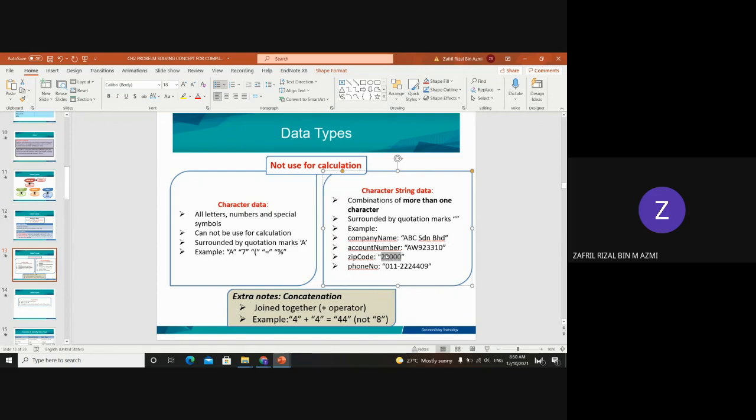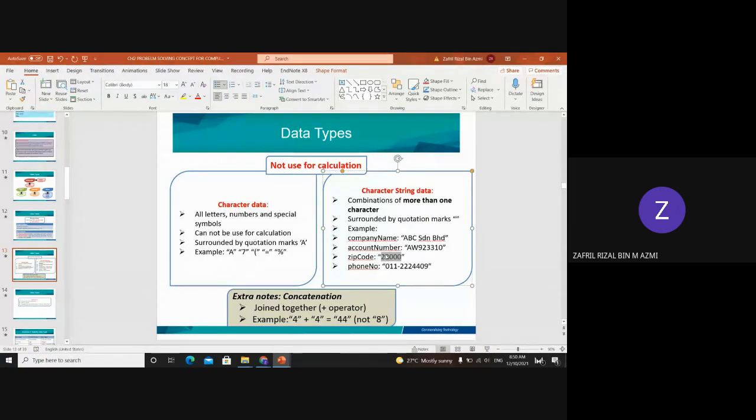Suitable or not? Suitable. Okay, suitable. Why is it suitable? Because 7 is not for calculation. Yeah, correct. Any numeric value that we didn't use for calculation, you may declare it as a character or string data. Okay, that's the key point.